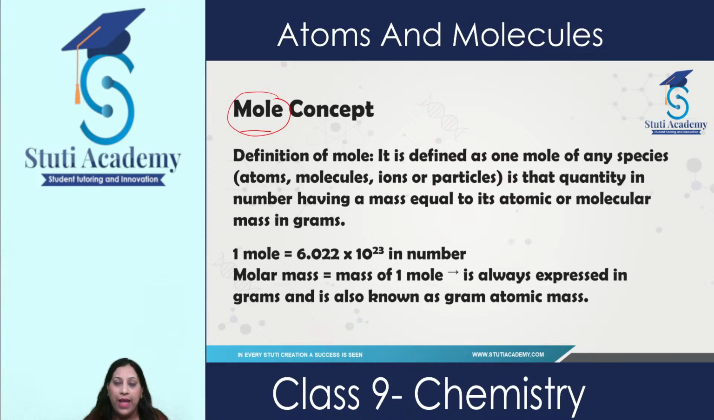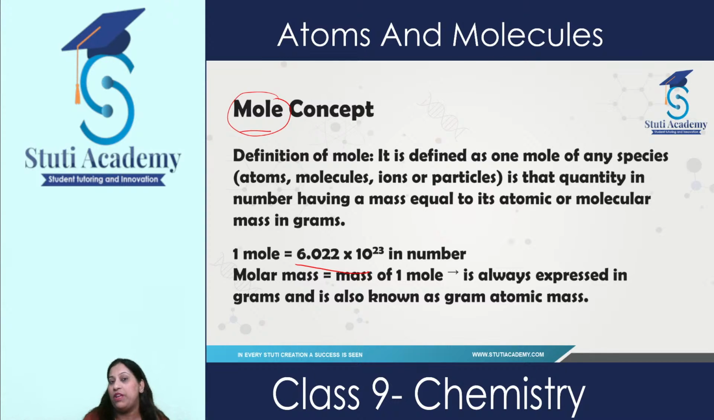Like we need different units for distance, for weight, and we use different units for temperature. But if we want to measure the number of atoms, molecules or particles present in an element, we use this unit mole. And 1 mole is equivalent to 6.022 into 10 raised to power 23, Avogadro's number. This Avogadro's number was given by scientist Avogadro, and this is equivalent to 1 mole.